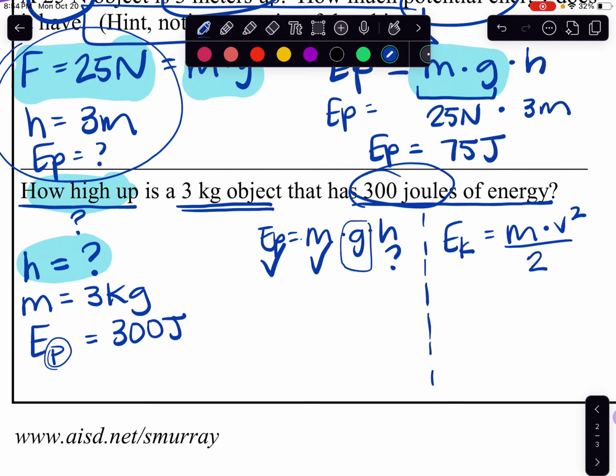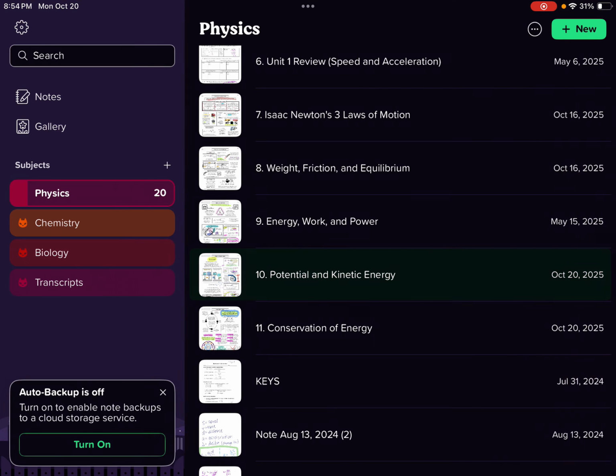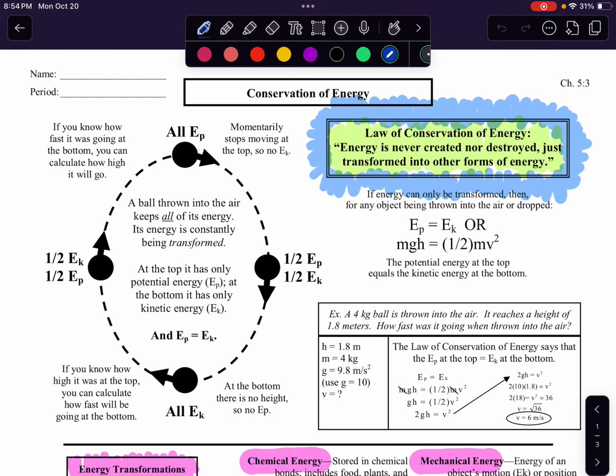Then you have to remember that gravity is 9.8 or 9.81 meters per second squared. So then we're going to plug in our potential energy, our mass, and our gravity in order to solve for our unknown height. So I'm going to leave that one for you guys to finish out. And I'm going to move over to our next assignment, which is conservation of energy.